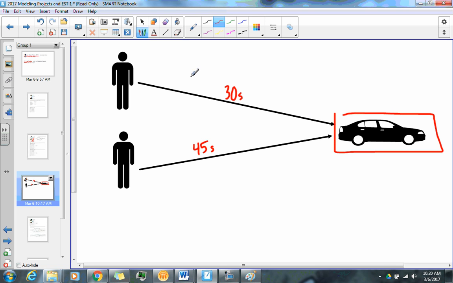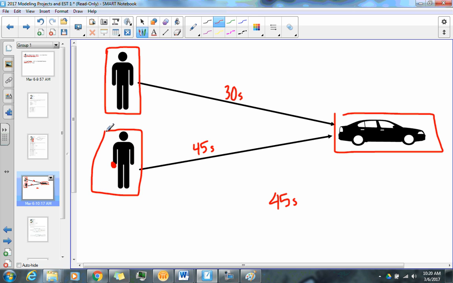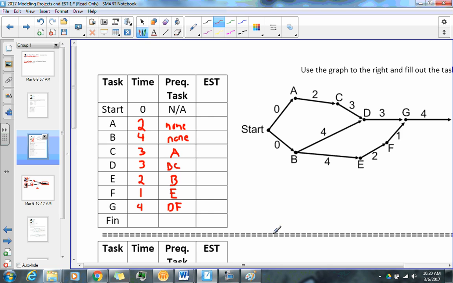Now, here's the thing. I think we can all agree that this guy is going to get to the car first. But here's the problem. The second guy, he's the one with the car keys. There's my car keys right there. So if I was to ask you, based off of this little race, when will the car actually get cranked? You would say it'd get cranked at 45 seconds because the slower guy had the keys. Sure, this guy got here earlier, but he just had to sit around until the slower guy got there. So when you're dealing with EST, you're always dealing with the slower paths. All right. So let's see if any of this makes sense for this graph.